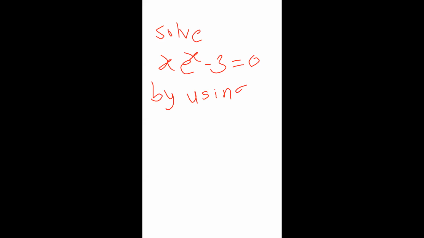Solve x e raised to x minus 3 is equal to 0 by using regular falsi method. Okay, solution. Write down solution.